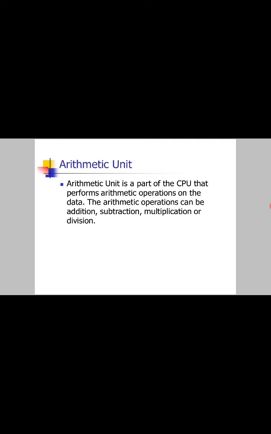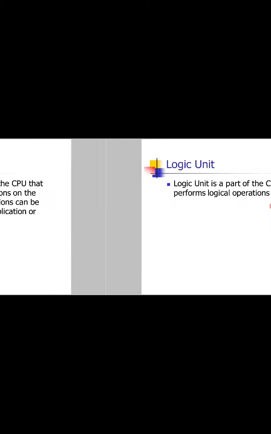So, arithmetic unit. What is the arithmetic unit? The arithmetic unit is a part of the CPU that performs arithmetic operations on the data. The arithmetic operations can be addition, subtraction, multiplication, division. The arithmetic unit is also called ALU. ALU means arithmetic and logic unit. It is used to perform all the arithmetic calculations like additions, subtractions, divisions, multiplications, exponentiation, like that.